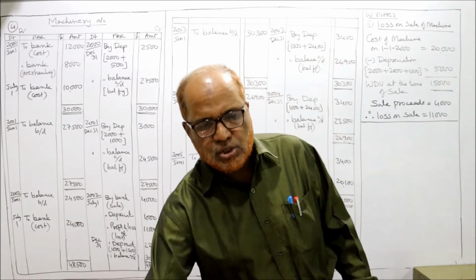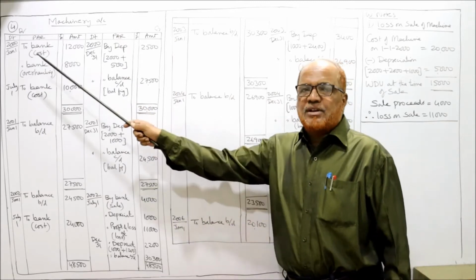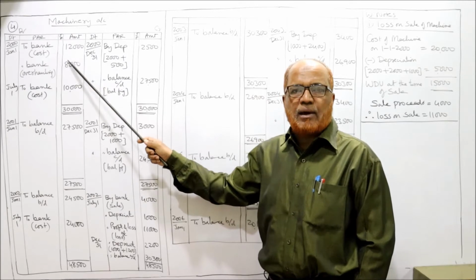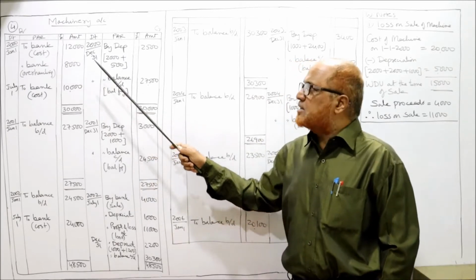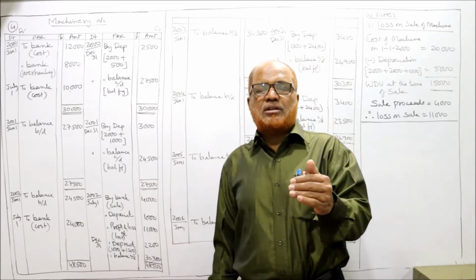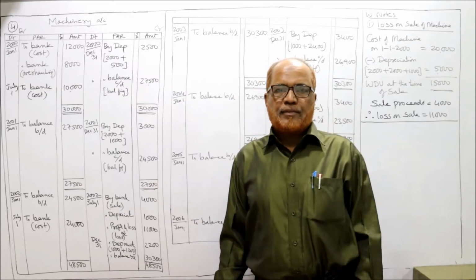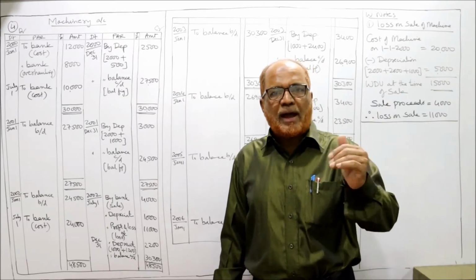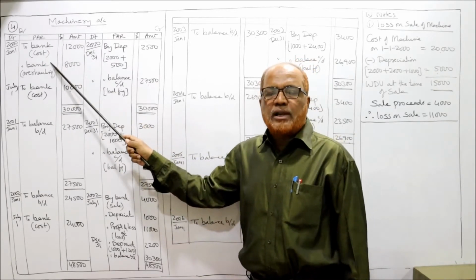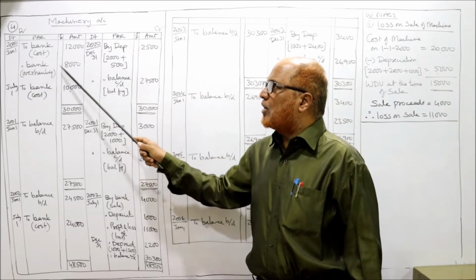Now we'll begin our solution. See here, machinery account, debit, credit. On the debit side, we have four columns: date, particulars, journal folio and amount. The same four columns on the credit side. Now when a machine is purchased, the entry will be machinery account debit to bank. So machinery account debit side, to bank, cost 12,000 rupees. For overhauling charges, same entry, machinery account debit to bank. So to bank, overhauling 8,000.